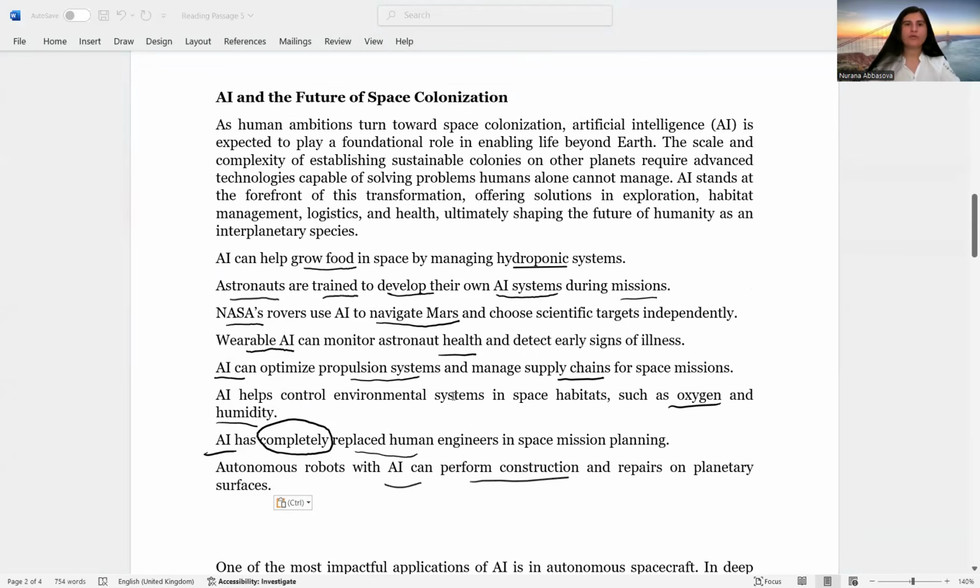AI and the future of space colonization. As human ambitions turn towards space colonization, artificial intelligence is expected to play a foundational role in enabling life beyond Earth. The scale and complexity of establishing sustainable colonies on other planets require advanced technologies capable of solving problems humans alone cannot manage. AI stands at the forefront of this transformation, offering solutions in exploration, habitat management, logistics, and health, ultimately shaping the future of humanity as an interplanetary species.